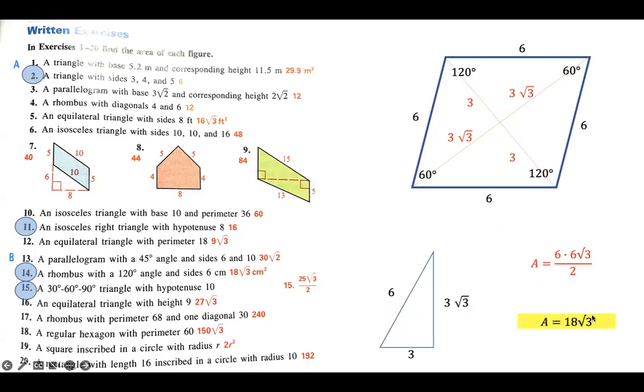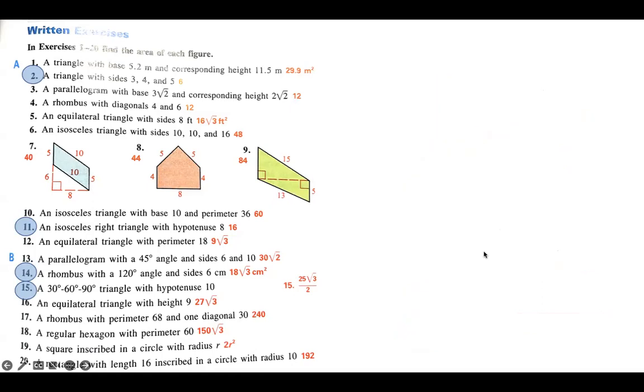I'm not sure why my square root bar didn't go all the way across. All right, so that is answer number 14. All right, answer number 15.